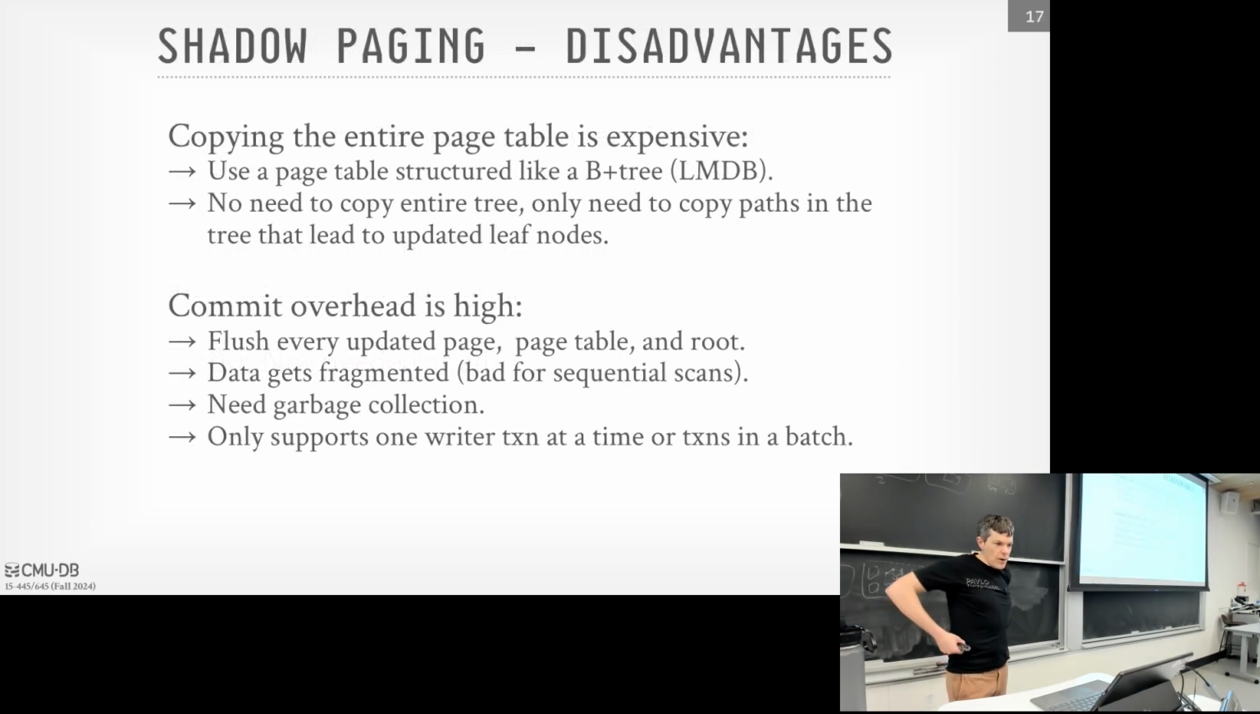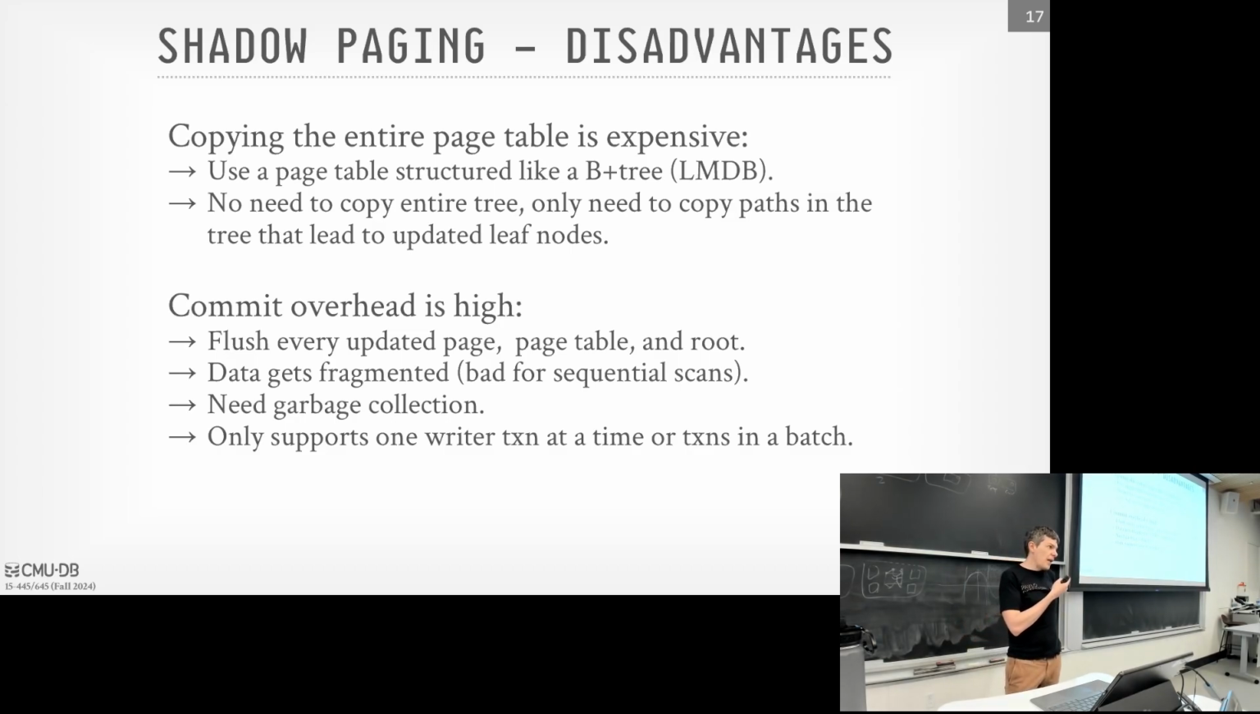Okay, so we've covered a lot of these before, but why does this suck? Copying the entire page table is expensive. And then the overhead of commit is high because you have to do that flush. You have to make sure that everything gets written out.